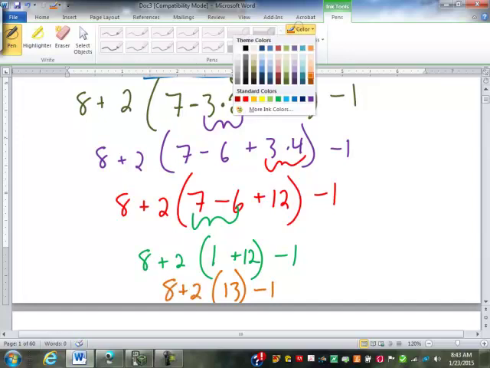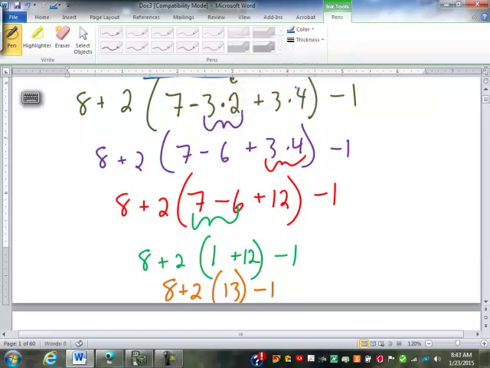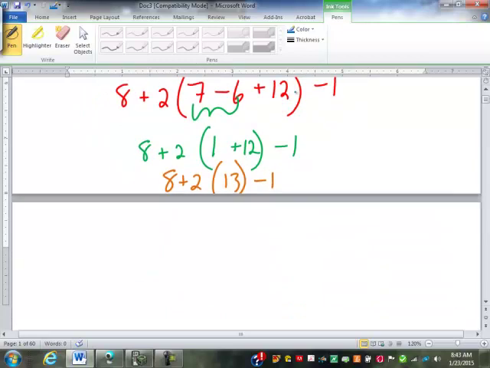Now that we've reduced what's inside that enclosing symbol, in this case inside the parentheses, to a single number, we don't need the parentheses anymore. So I can take that parentheses out. Now just like the square root, we have this 2 in front of the parentheses with no symbol there. That means we have to put in multiplication. That's 2 times what was in the parentheses. So that'll be 2 times 13 now. Minus 1.